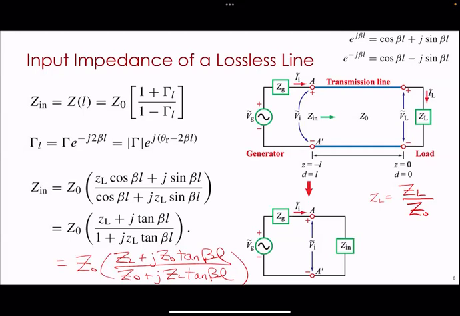But let's keep going here. So this is the equation for Z in that I like, and we'll use it in an example shortly. But if you like the others, they should all give you the same number.